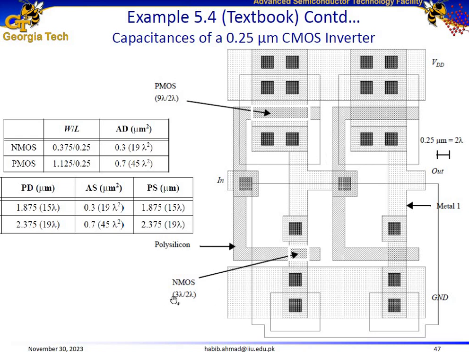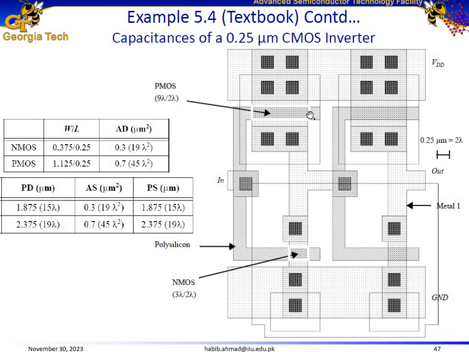And also for this NMOS, the width to length ratio is given. The width is 3 lambda and the length is 2 lambda, where the length is equal to 0.25 micrometers. So if the length is this, lambda is this divided by 2. So our lambda is 0.125. Please note this point. Our lambda in this case is 0.125. Length is 2 lambda, which means 0.25 micrometers. Width is 3 lambda, which means 0.375 micrometers for the NMOS. This is the length of the NMOS and this is the width of the NMOS.